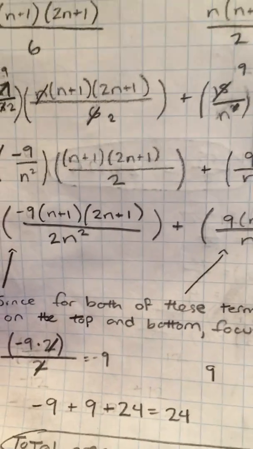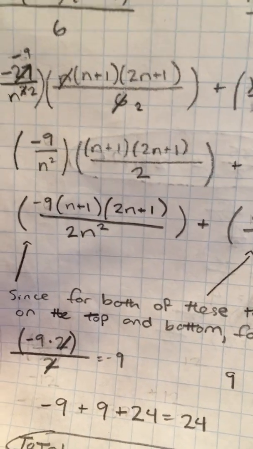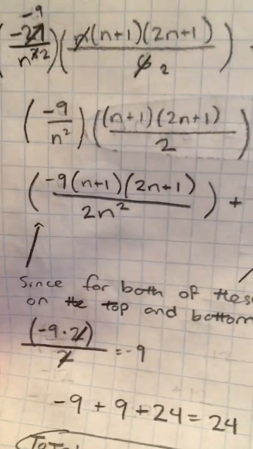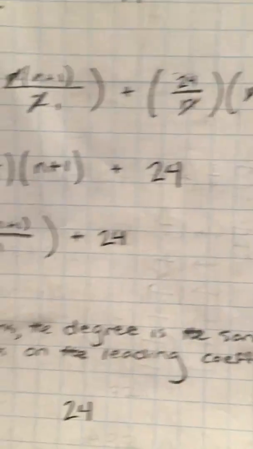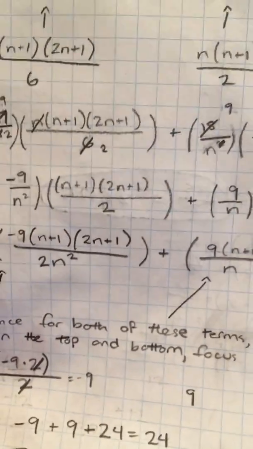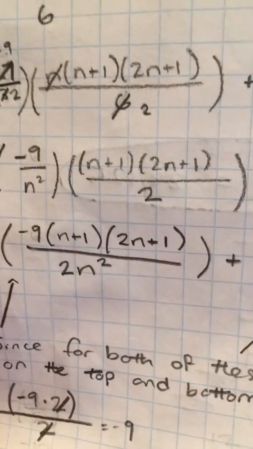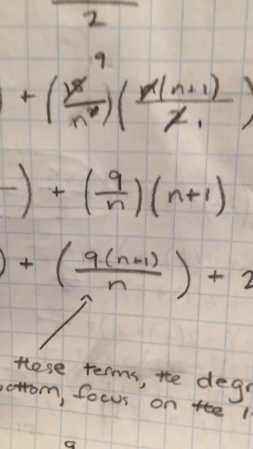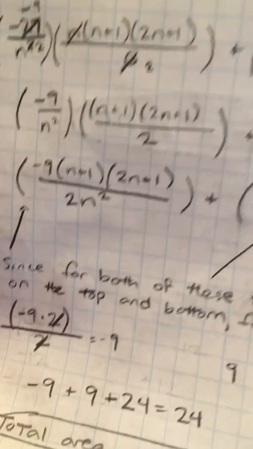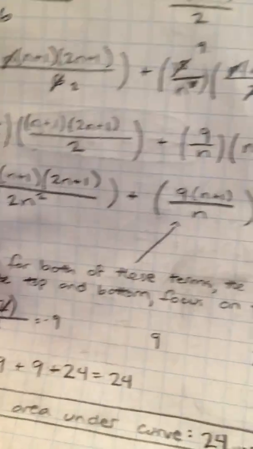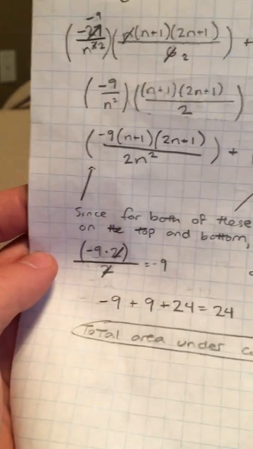Now here, because n is getting infinitely large, we're trying to write this not in sigma notation so that it's easier to deal with. And when a number gets infinitely large like this, we have to look at the degrees. So the degree for this one on the top is 2, and on the bottom it's also 2. Over here it's 1 and 1, and over here it's 0 and 0. So for each individual term, the degrees on the top and bottom are the same. And since for both of these terms, the degree is the same on the top and the bottom, focus on the leading coefficient because that is the only thing that matters.